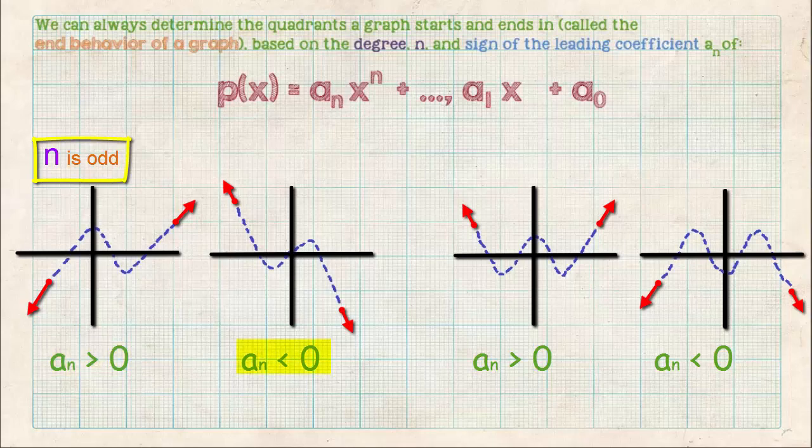Now when n is odd and the leading coefficient is negative, the graph starts in quadrant 2 and ends in quadrant 4. For the case when n is even, if the leading coefficient is positive, then the graph starts in quadrant 2 and ends in quadrant 1. Finally, when the leading coefficient is negative, the graph starts in quadrant 3, does some stuff in the middle, and ends in quadrant 4.